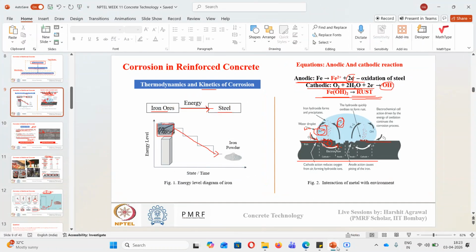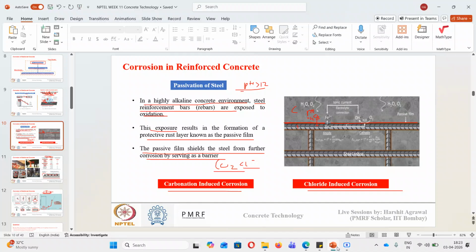Slide number 10. Okay, so I discussed passivation, that there is a passive layer over the steel surface, and this passive layer shields against corrosion. Due to the formation of this passive layer, the rate of corrosion inside reinforced concrete is very small. However, when aggressive ions ingress through the concrete, they can break the passive layer and initiate corrosion activity. The aggressive ions responsible for this are CO2 and chlorides. So we have two forms of corrosion: carbonation induced corrosion and chloride induced corrosion. Till this point I have discussed, right?